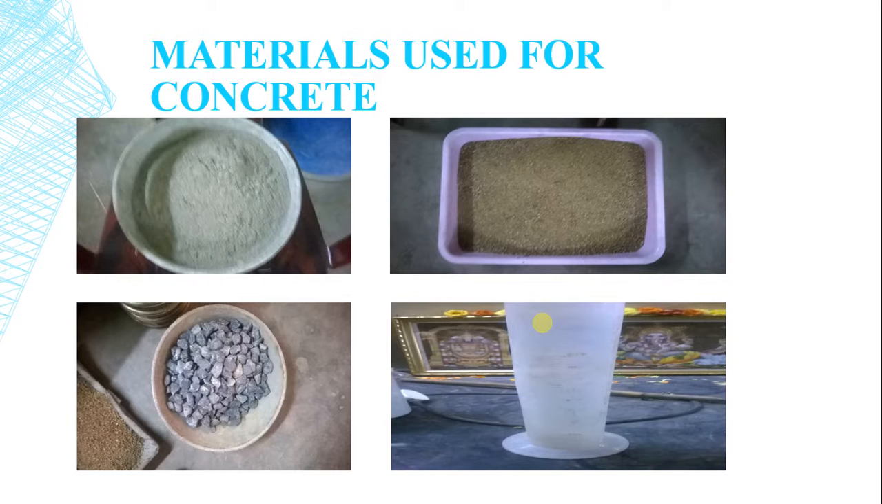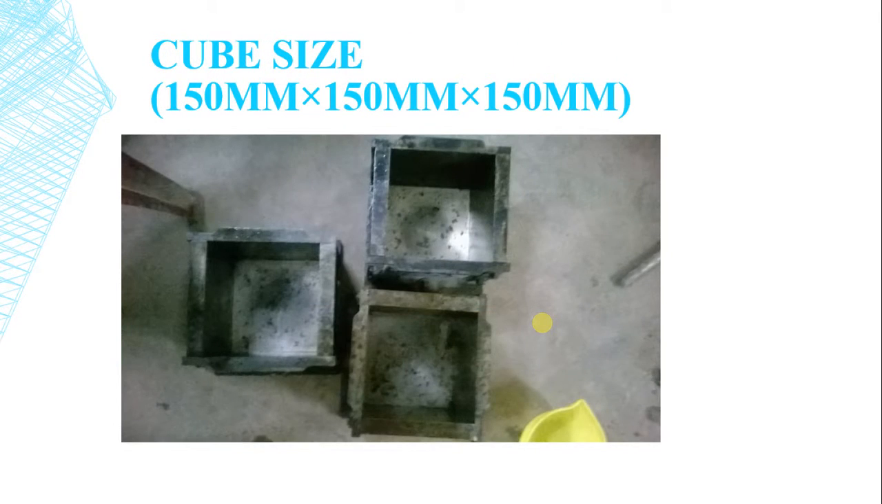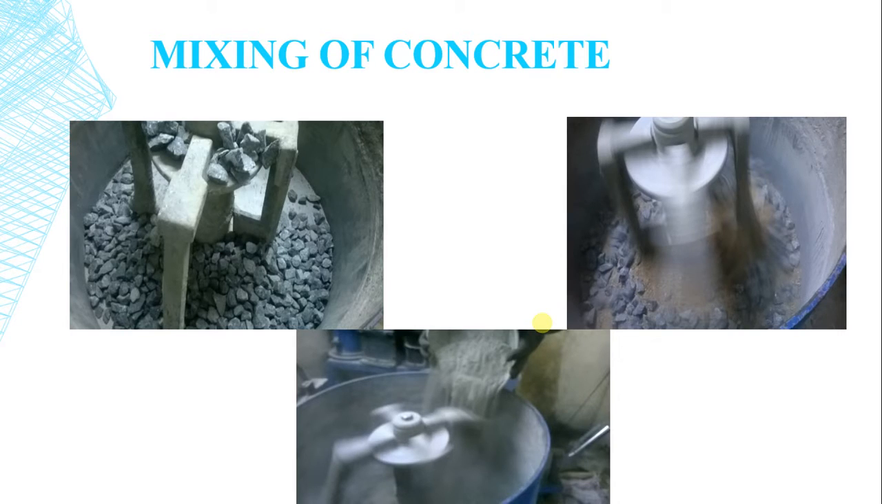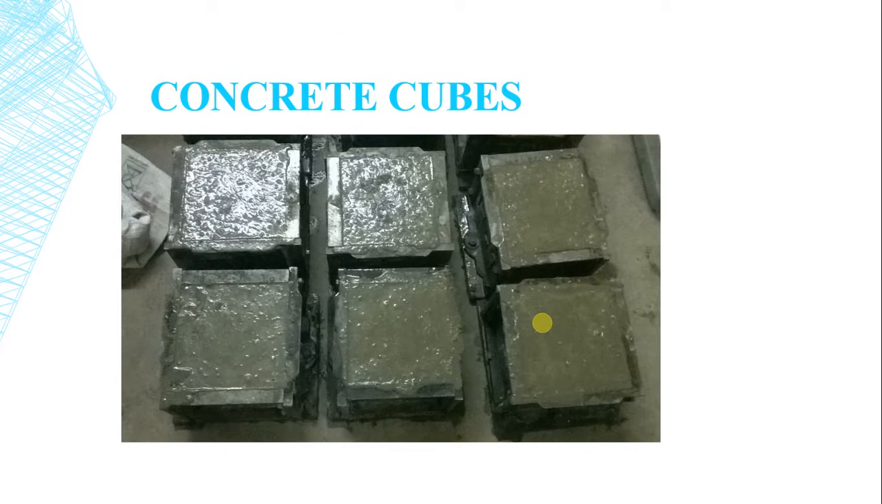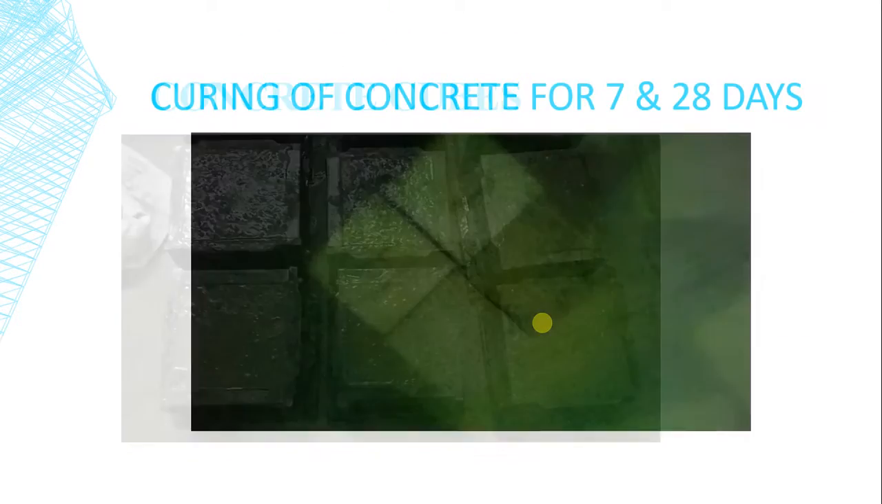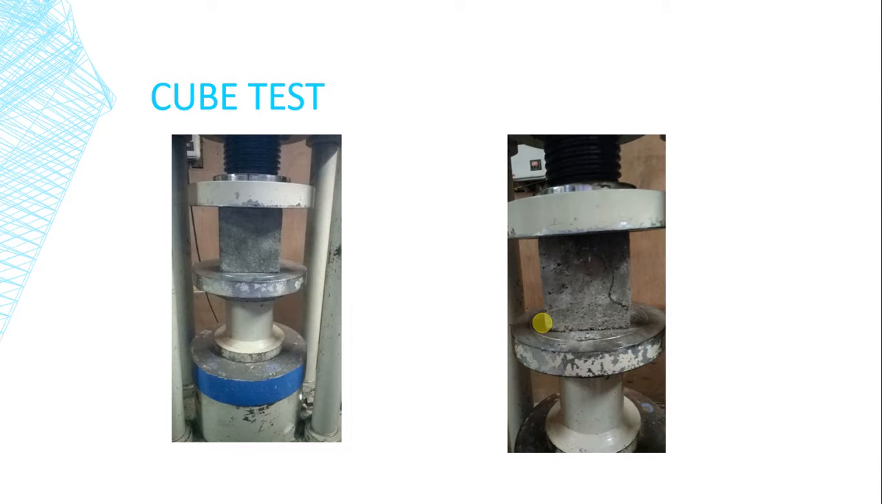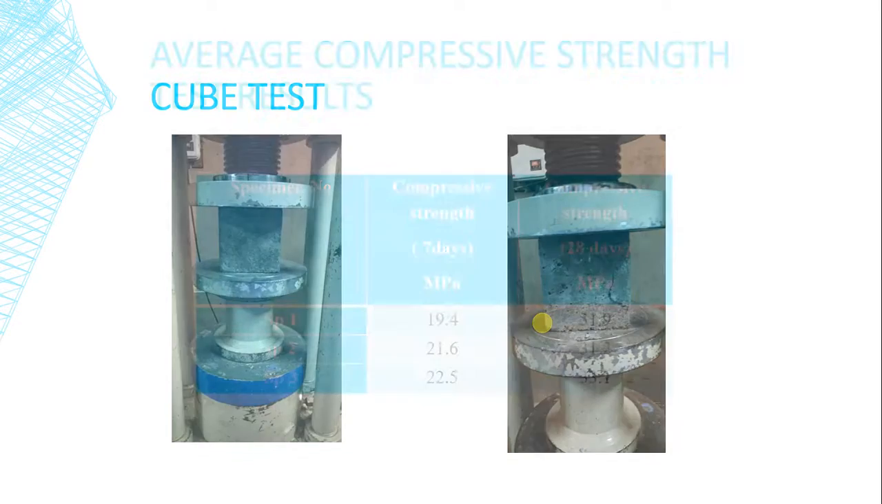The materials used for concrete are cement, sand, coarse aggregate and water. Here the cube size of 150 mm into 150 mm into 150 mm has been used. Mixing of concrete. The concrete cubes are cast and cured for 7 and 28 days. The cube test is shown here.